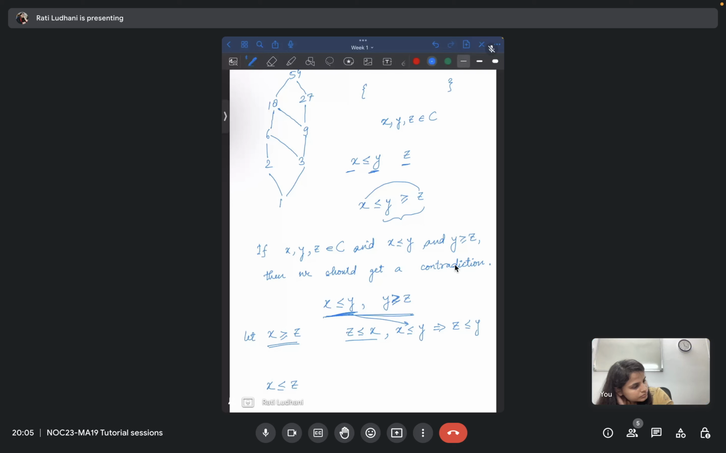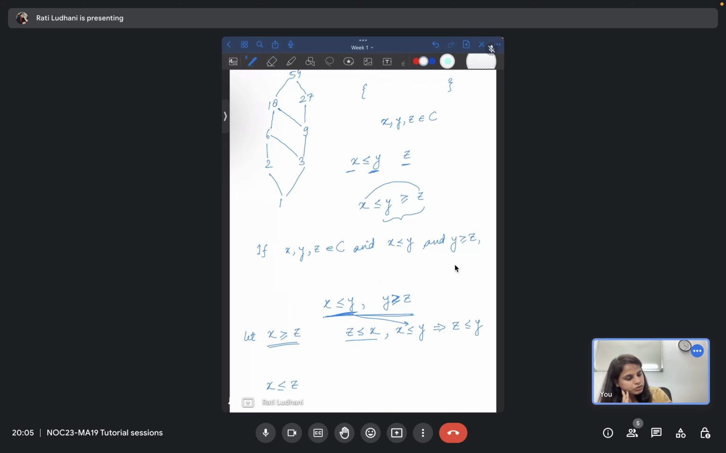By antisymmetry, that will imply z equal to y. Oh, antisymmetry, no, y is greater than or equal to z. Okay, I think it's okay. So this case is okay. I should not write contradiction. Let's see this one only.